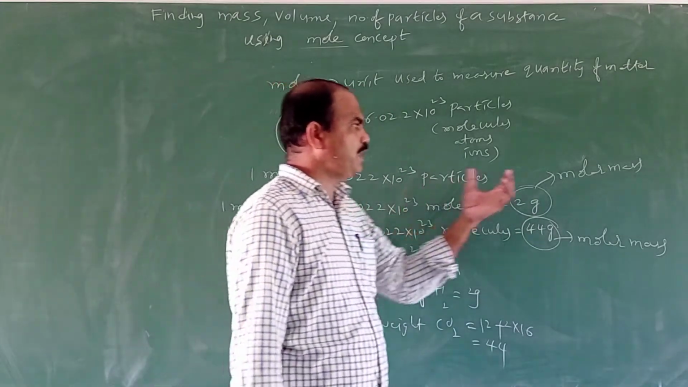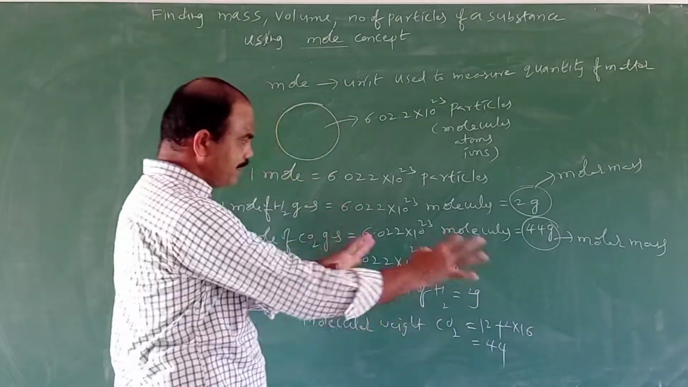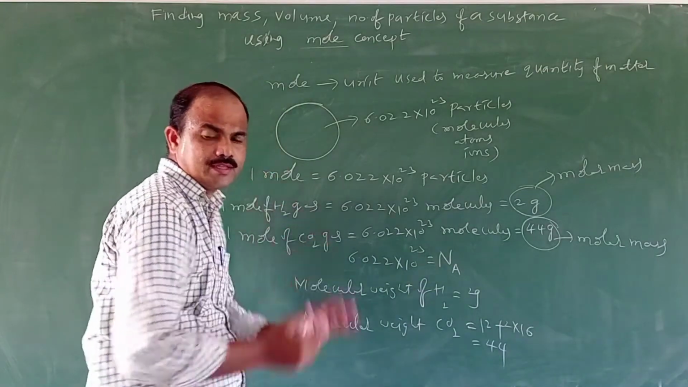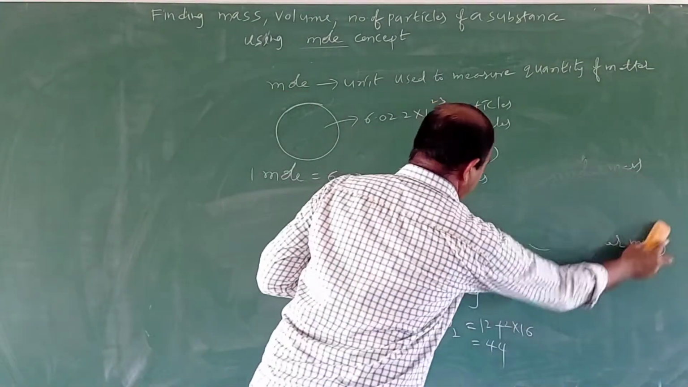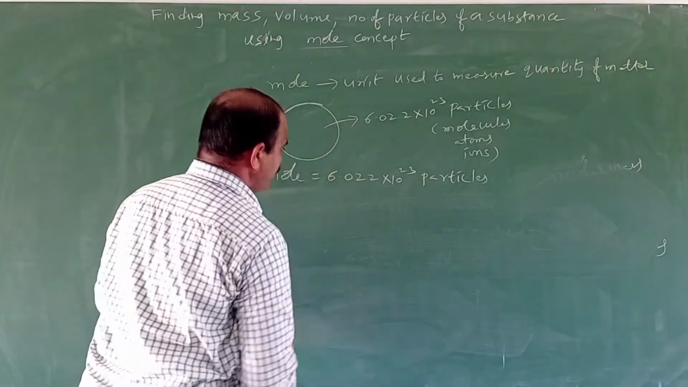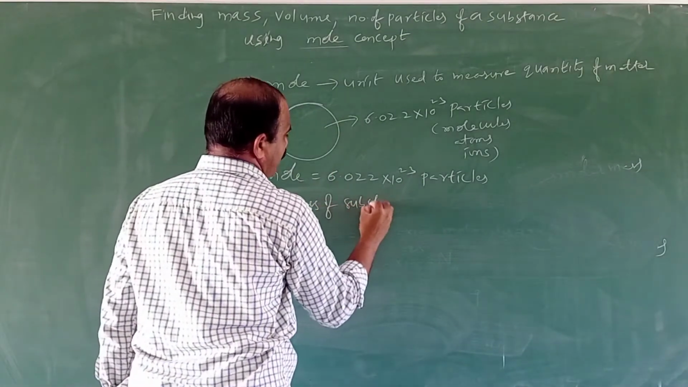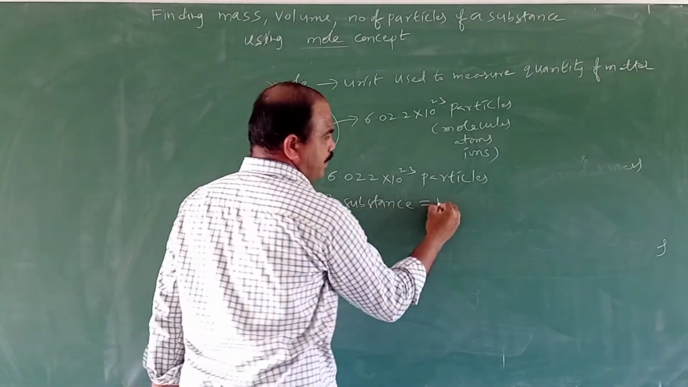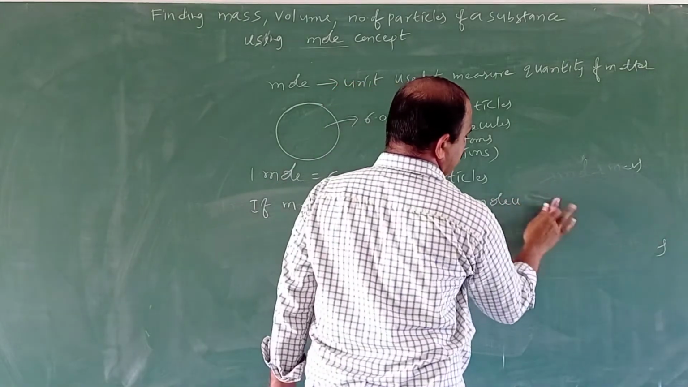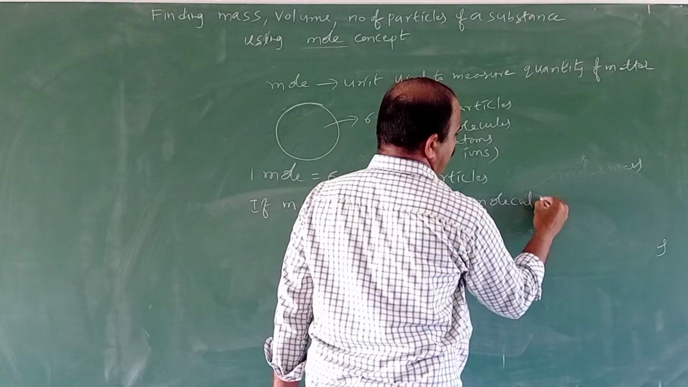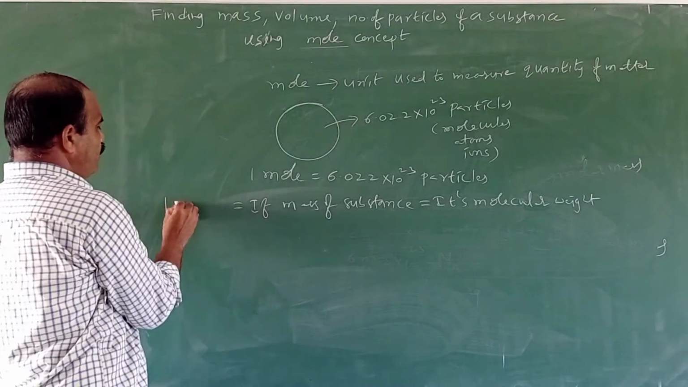When the mass of a substance is equal to its molecular weight, then that substance is said to be 1 mole. So what is another definition of 1 mole? If the mass of a substance is equal to its molecular weight, then only that substance is said to be 1 mole.